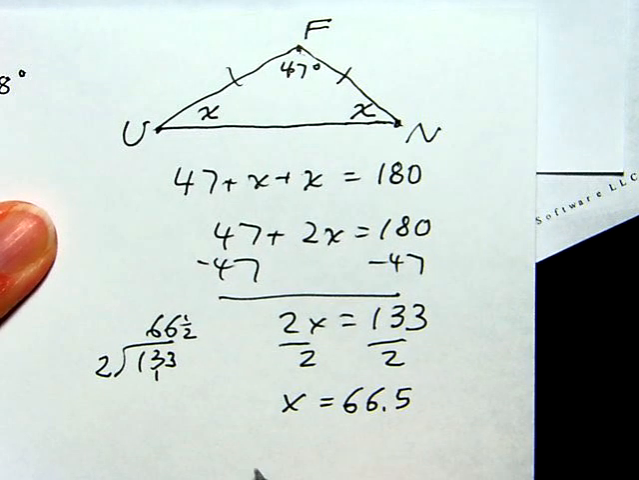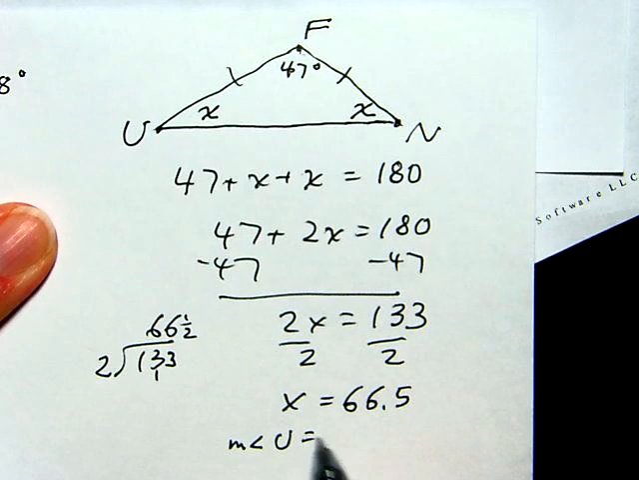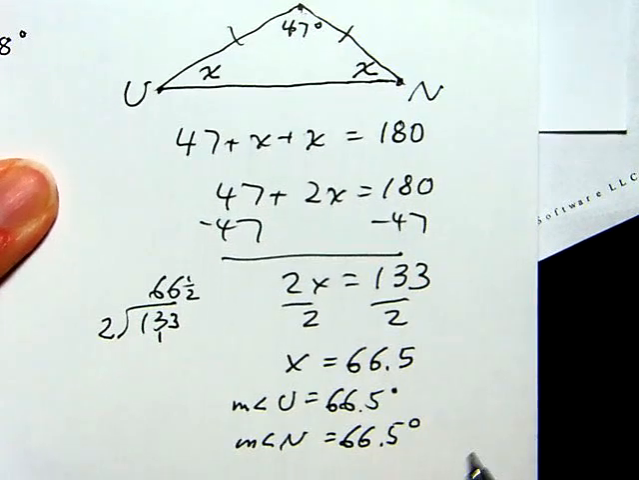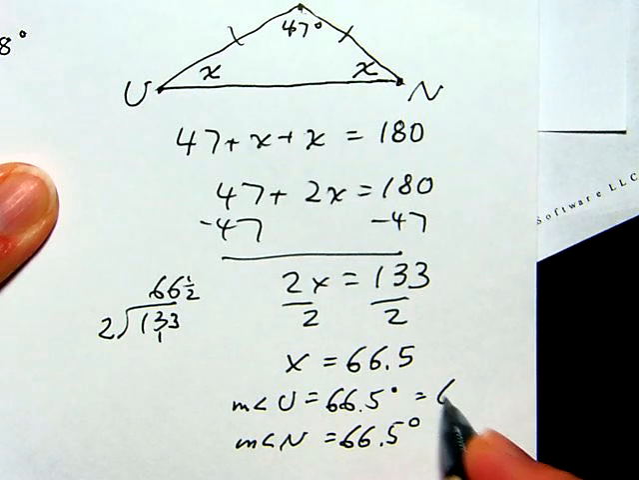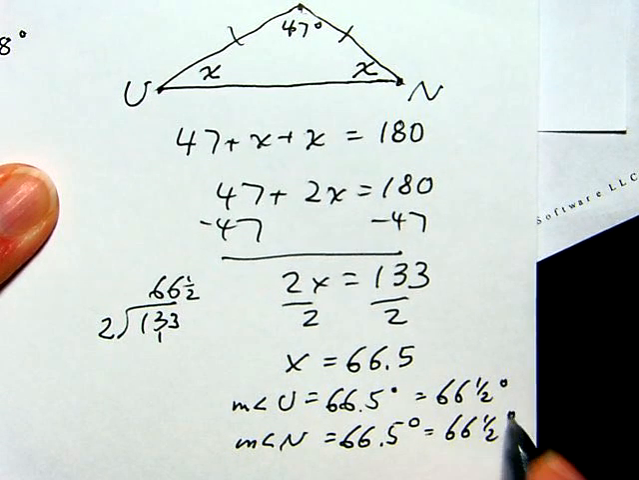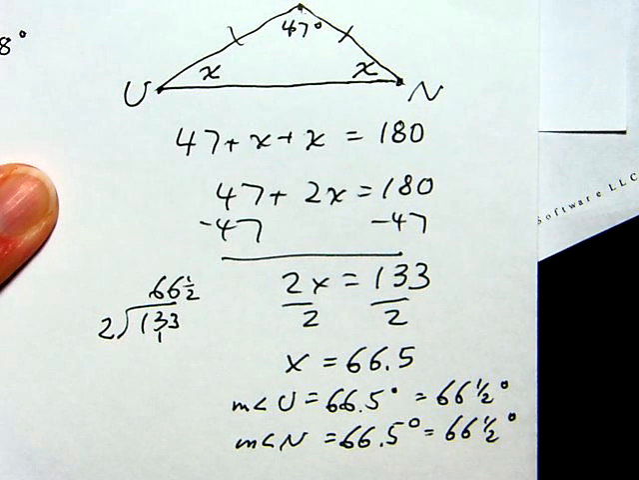That means that the measure of angle U is equal to 66.5 degrees, and the measure of angle N is also equal to 66.5 degrees. We could have also said 66 and a half degrees. In this case, either answer would be fine.